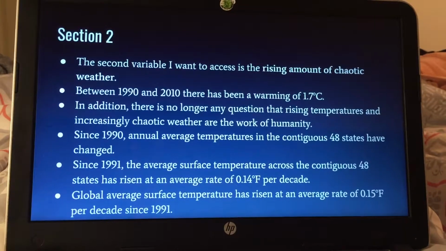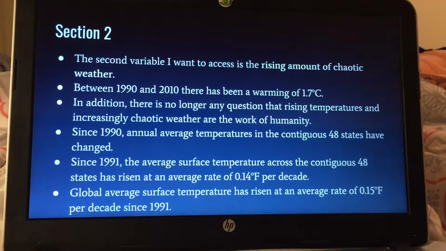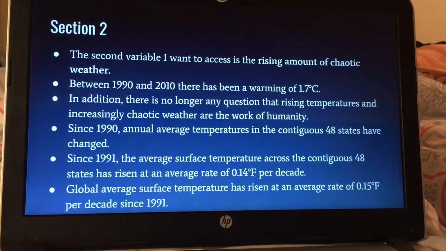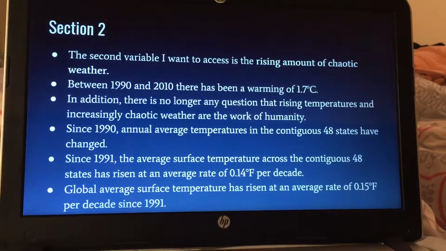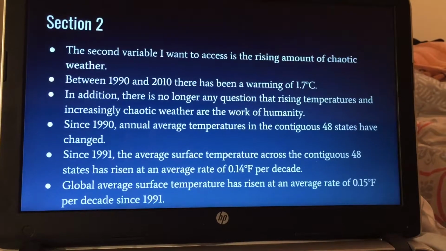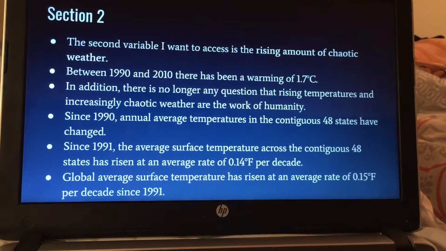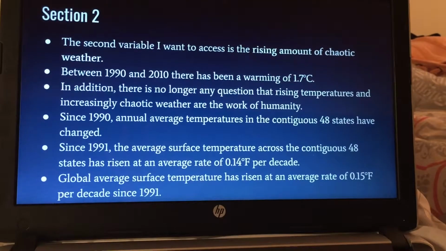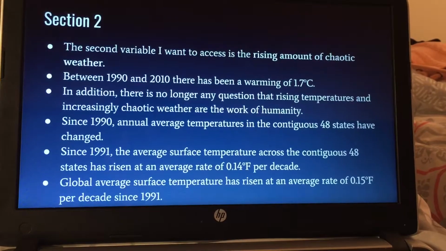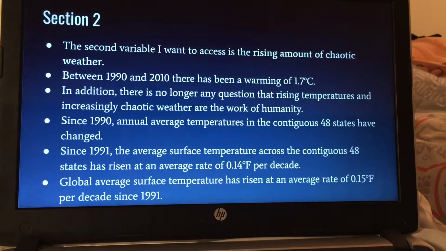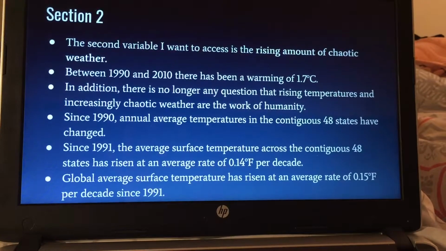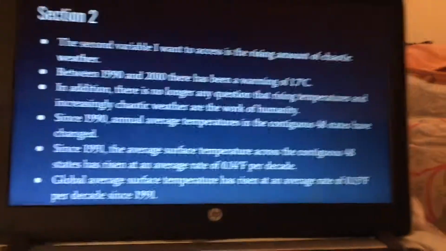Between 1990 and 2010, there has been a warming of 1.7 degrees Celsius. Since 1990, annual average temperatures in the contiguous 48 states have changed. Since 1991, the average surface temperature across the contiguous 48 states has risen at an average rate of 0.14 degrees Fahrenheit per decade. And the global average surface temperature has risen at a rate of 0.15 degrees Fahrenheit per decade.